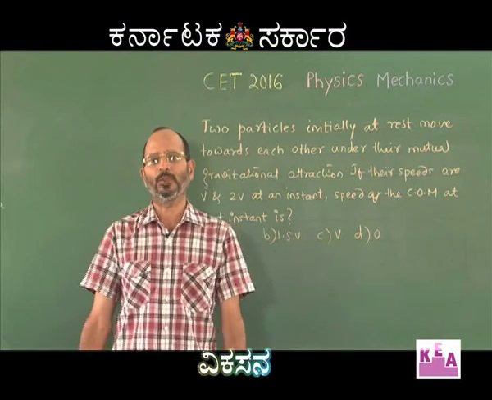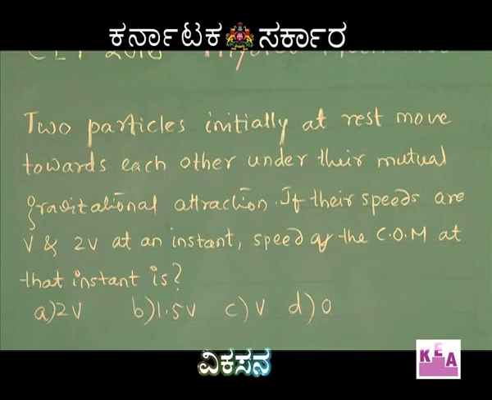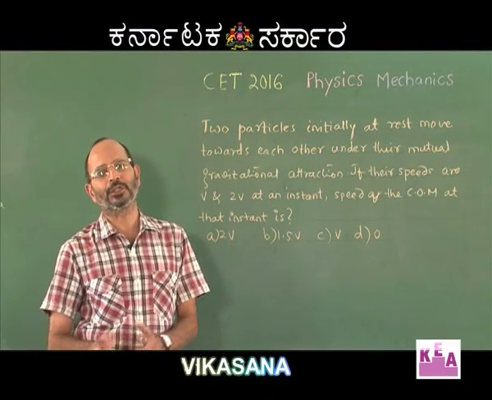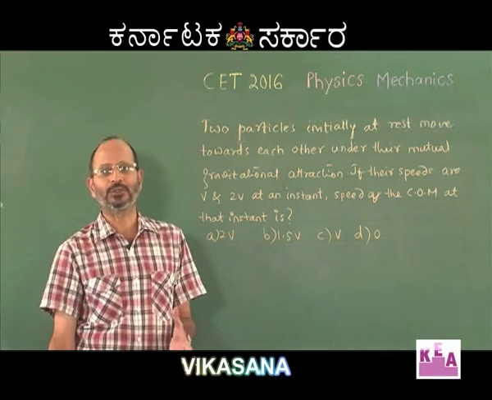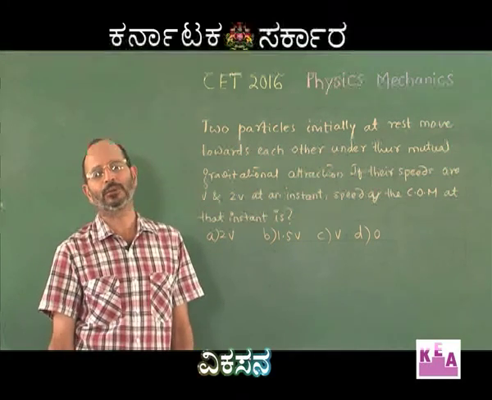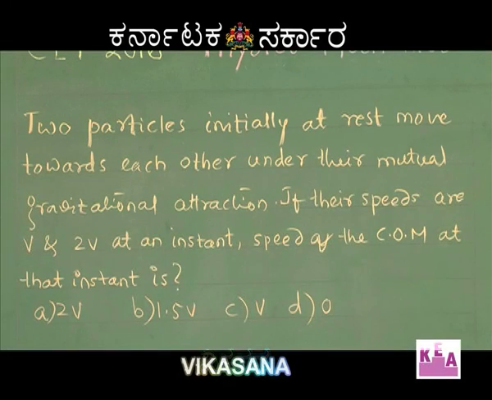So this is one more problem on conservation of momentum. But let me remind you that momentum is conserved only when there is no external force. See, internal forces do not change the momentum of the system. Only external force can change the momentum of the system. Let me read it and try to connect you people with the statement. Two particles initially at rest move towards each other under their mutual gravitational attraction. If their speeds are v and 2v at an instant, speed of the center of mass at that instant is.